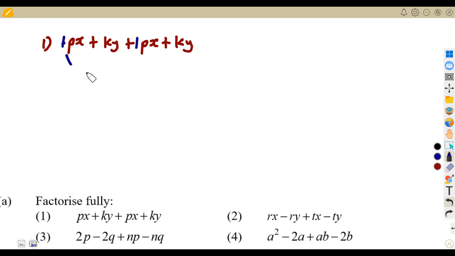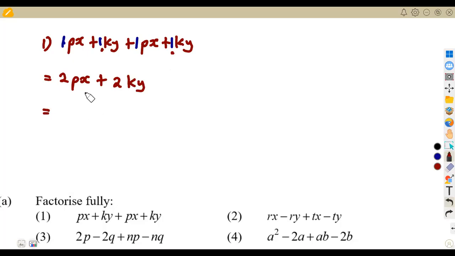These two terms are common, and they can be added together. So 1 plus 1 is going to give us 2px in this case. We have the same thing with 1 ky and 1 ky. So 1 plus 1 is going to give us 2ky.